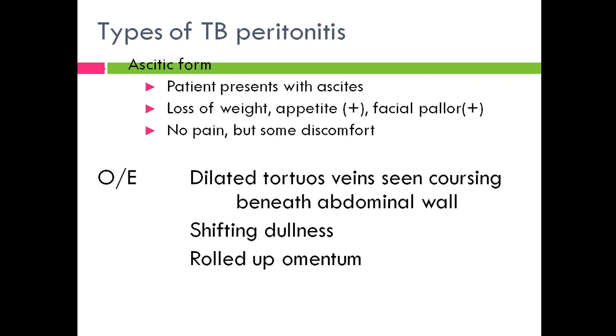Now the first form is the ascitic form. As the name indicates, the patient presents with ascites. Loss of weight. Appetite loss might be present, might not be present. Pallor. Usually no acute pain, but some sort of discomfort. On examination, because of the protuberant abdomen, you may see dilated tortuous veins over the anterior abdominal wall. You may get a shifting dullness or a rolled up omentum.